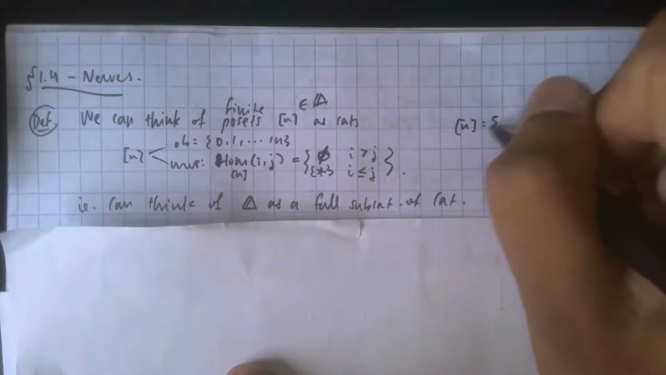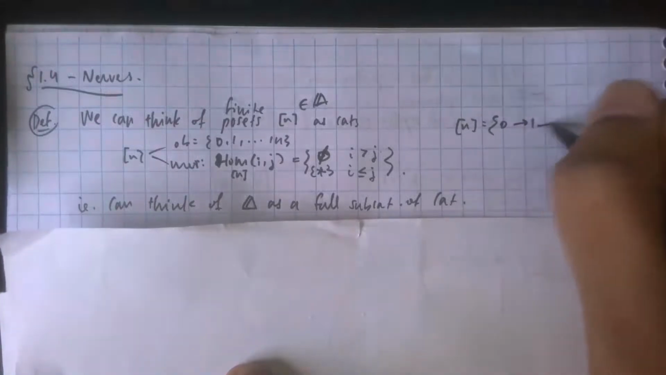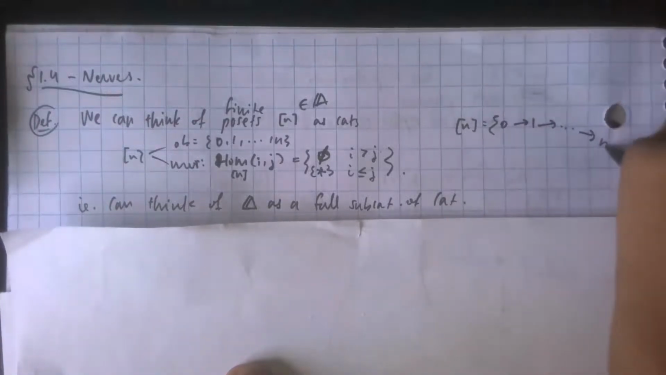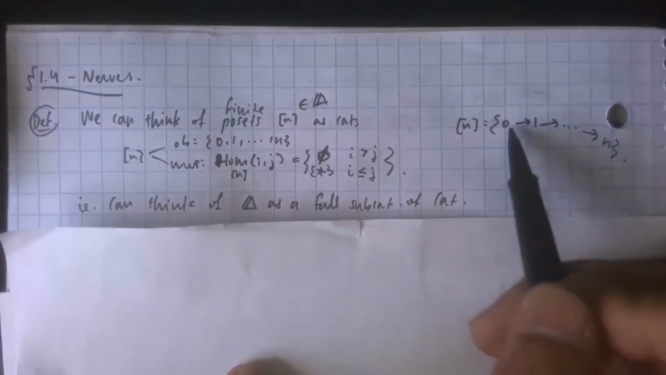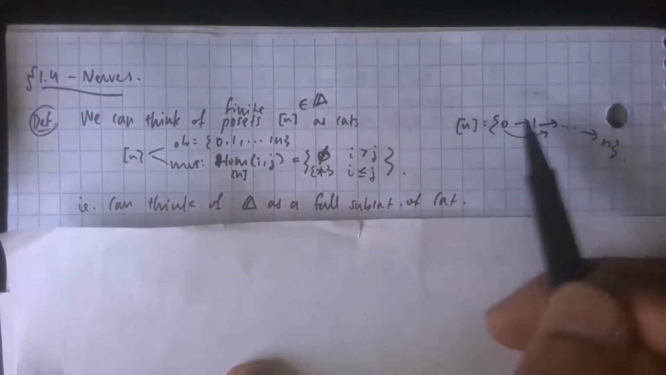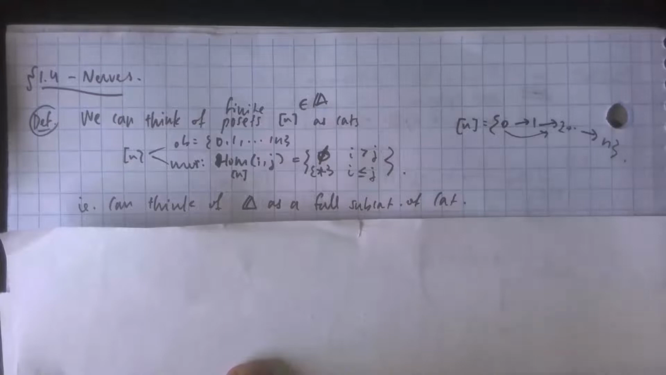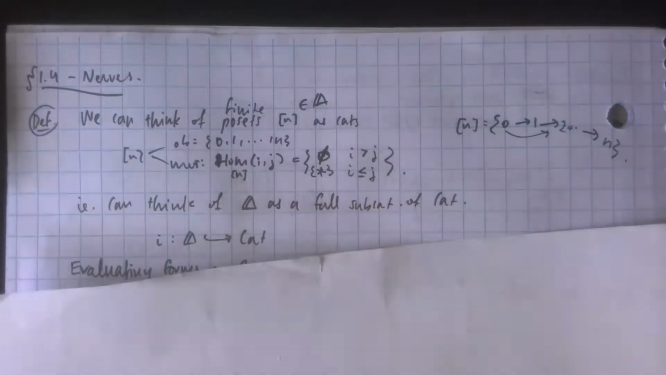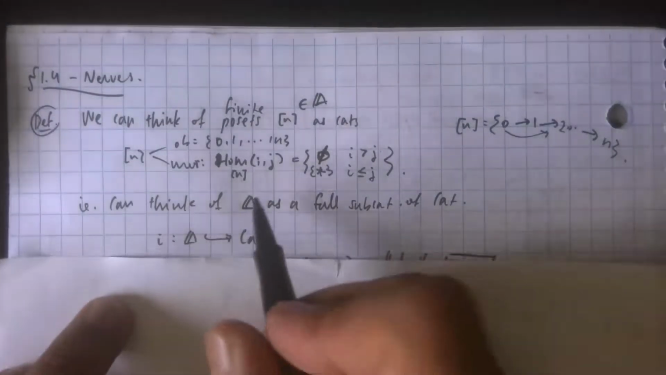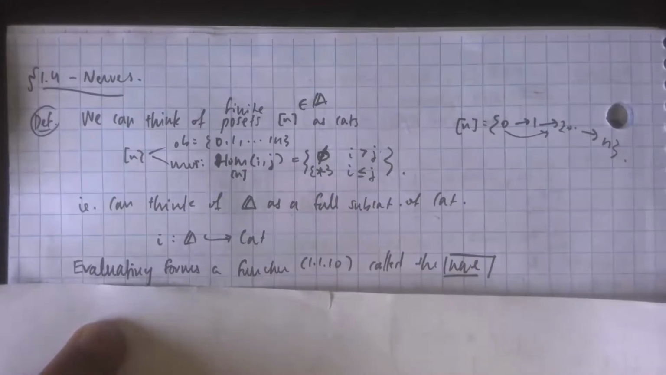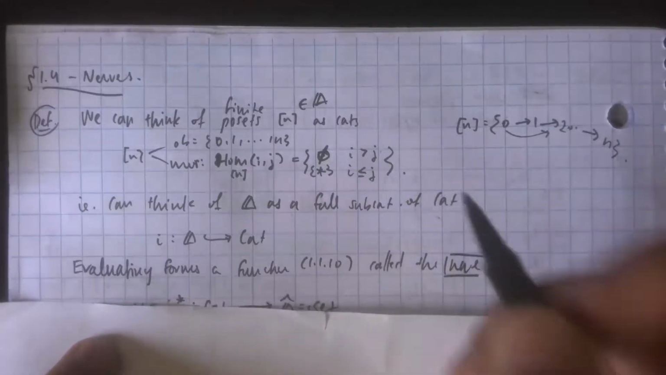And you might draw 0 to 1 to n. And then obviously any two maps you can compose. So all that is to say, we can think of the simplex category as a full subcategory of the category of categories, or category of small categories.